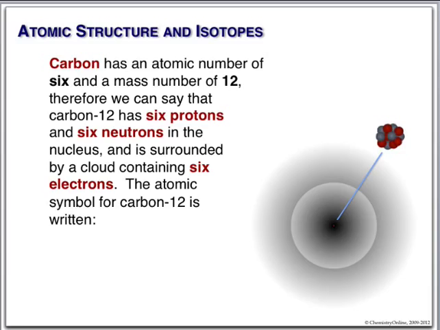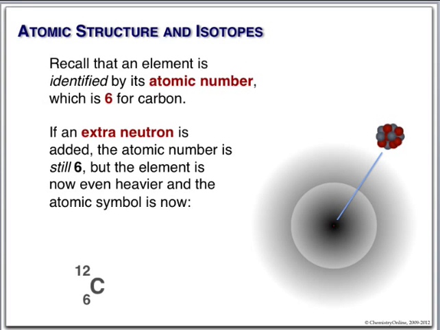What if we took this nucleus? Oh, this is the atomic symbol we would write. Remember the atomic symbol: mass number up top, atomic number on the bottom. What if we took this nucleus and we added one more neutron? Well, it still only has 6 protons, but now its mass number is 13.